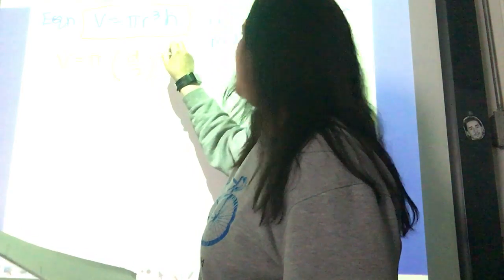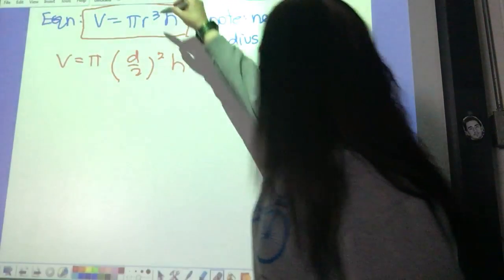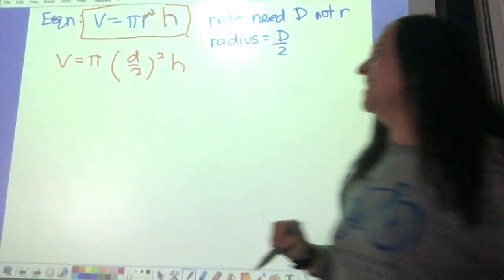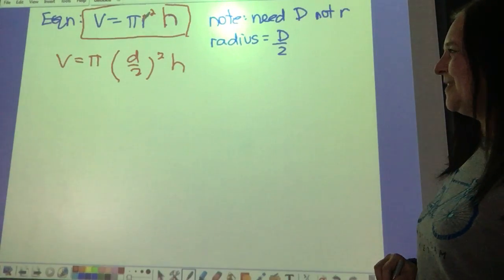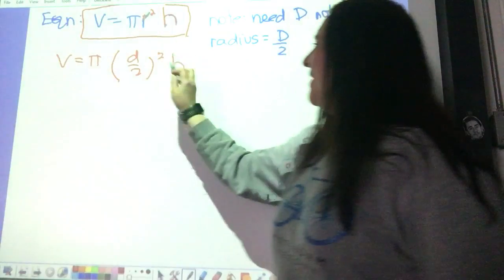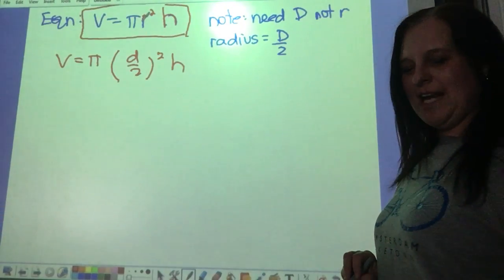Oh, and I made a mistake. That's not a 3, that's a 2. After I gave that big long speech about knowing your formulas. Okay, pi r squared h. Yes, that's the correct formula for volume of a cylindrical can. So not a 3, but a 2. There we go. So now we fill that in.